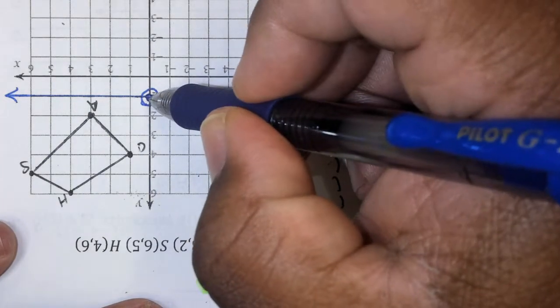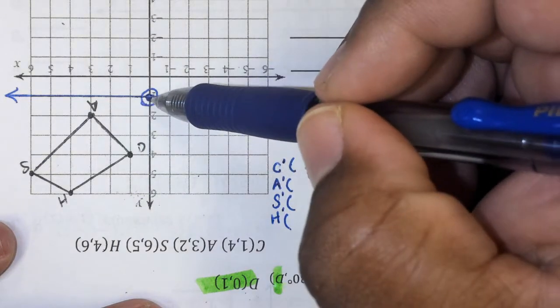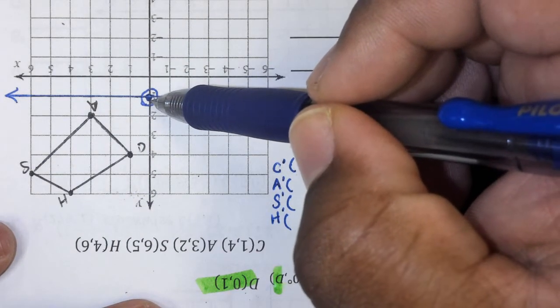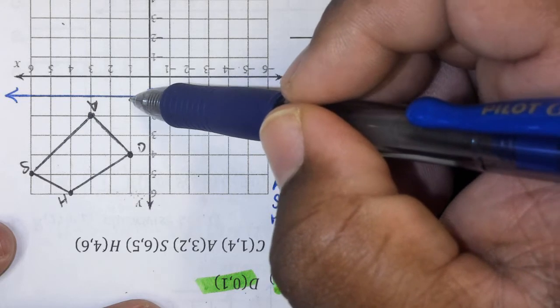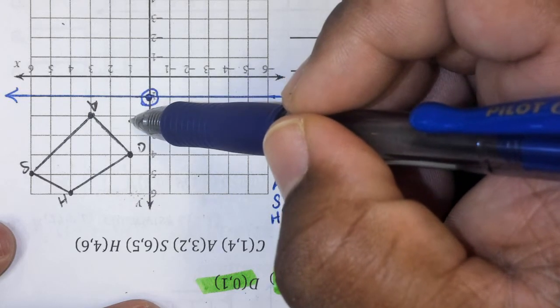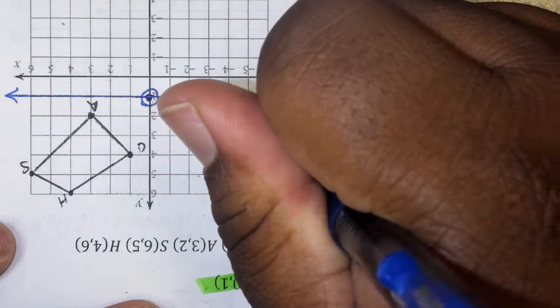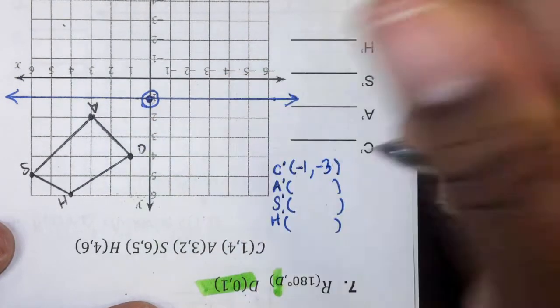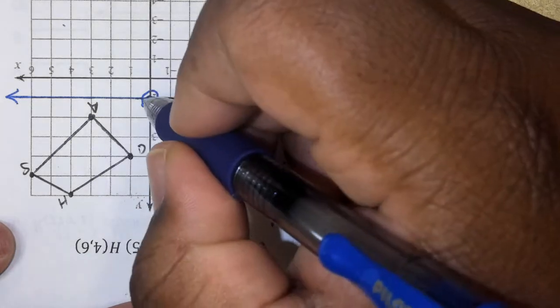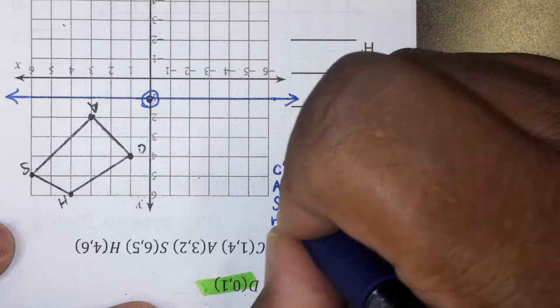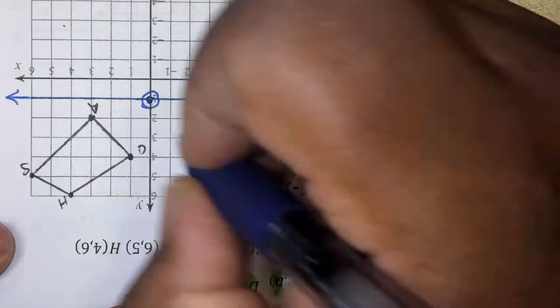From 0, 0, well, not from 0, 0, excuse me. From my center of rotation, counting my points, C from the center of rotation is -1 over. And then it's down -1, 2, 3. So -1, -3. A prime from this point, -1, 2, 3 over, and then down -1.